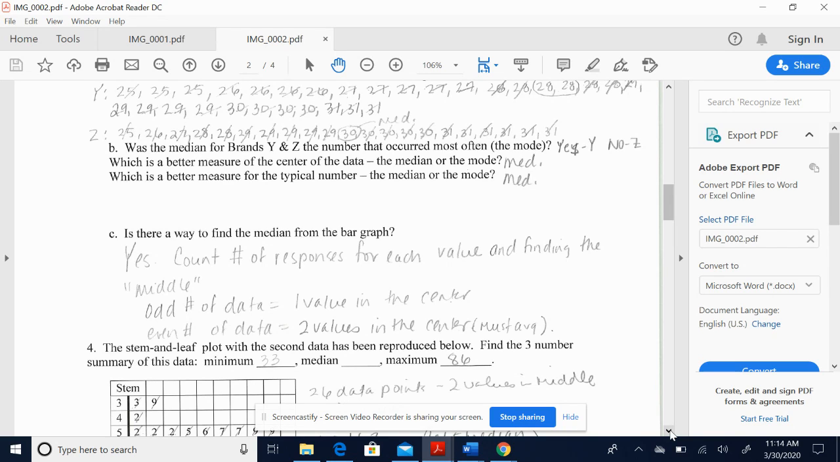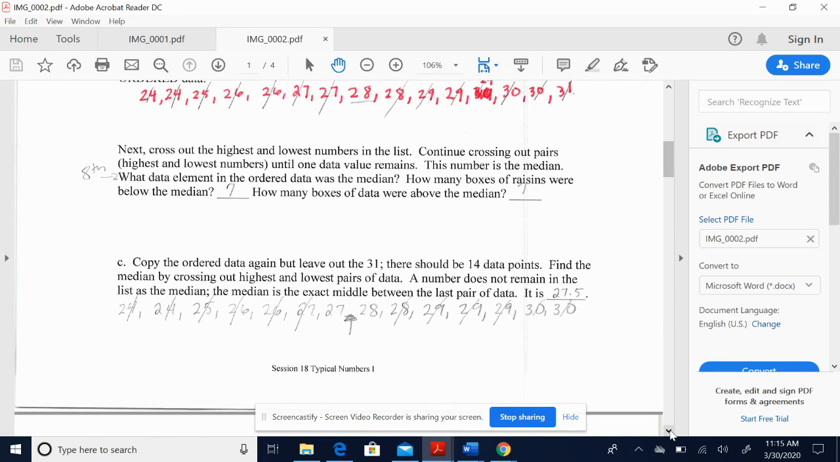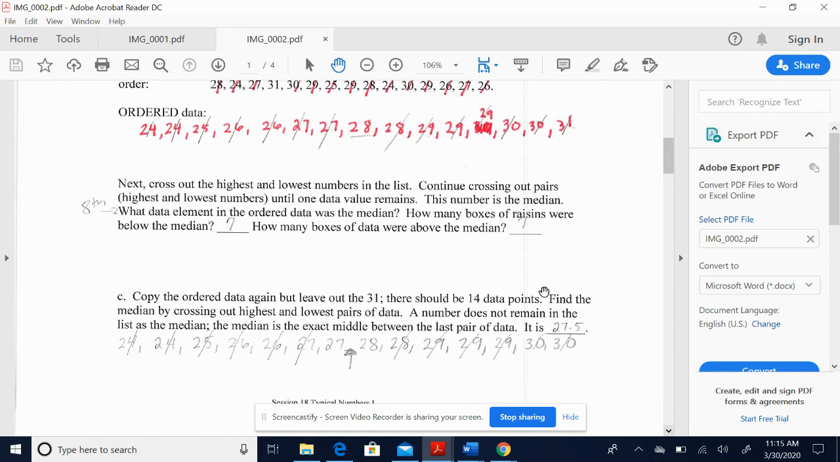Okay, so if we have an odd number of data, we know it's that one value in the middle. We have to have the same number above and the same number below. So think about when we had those 15 boxes of raisins up here. I knew that we had an odd number and it had to be 15.